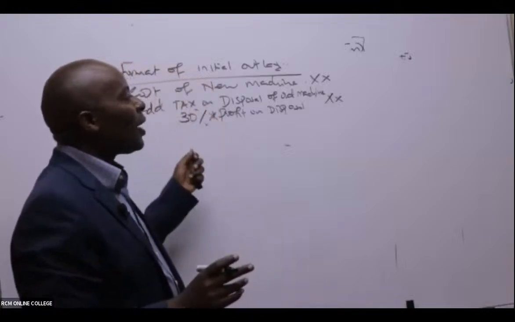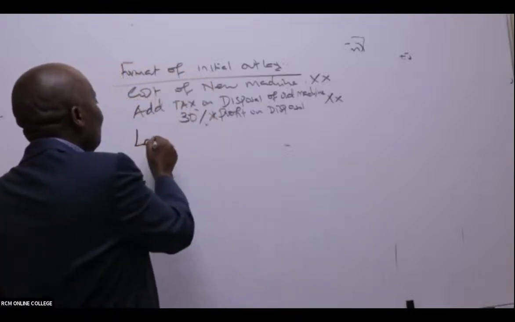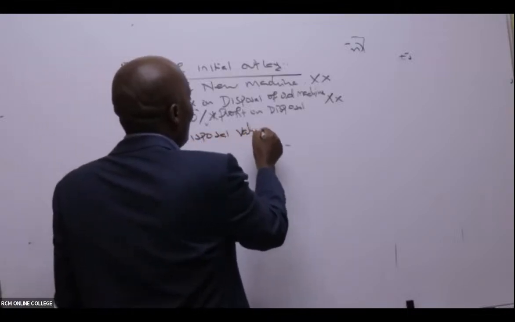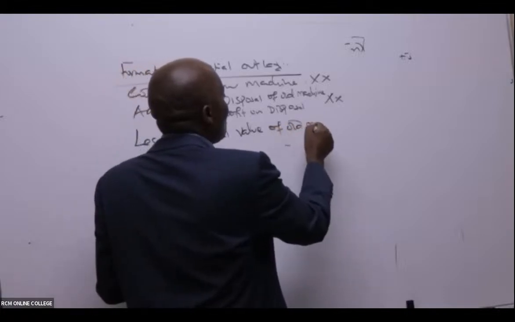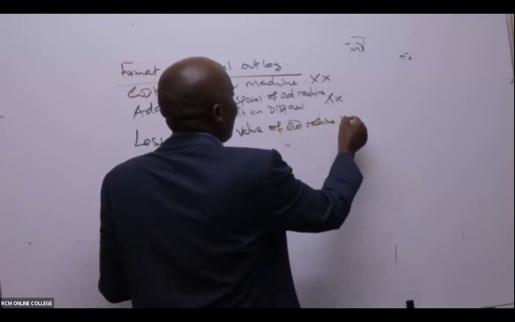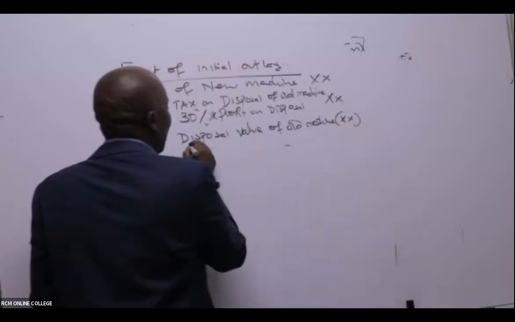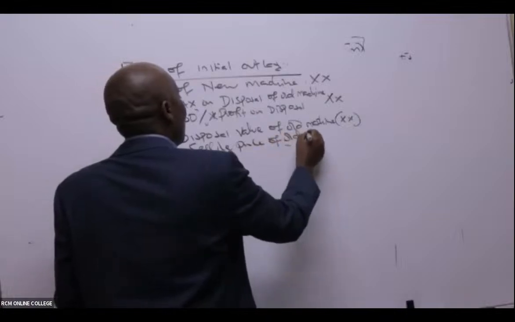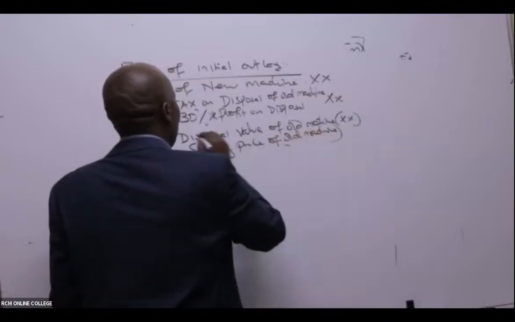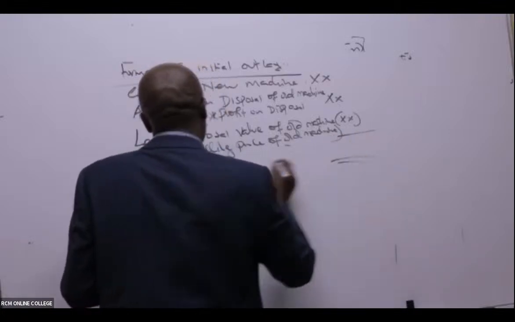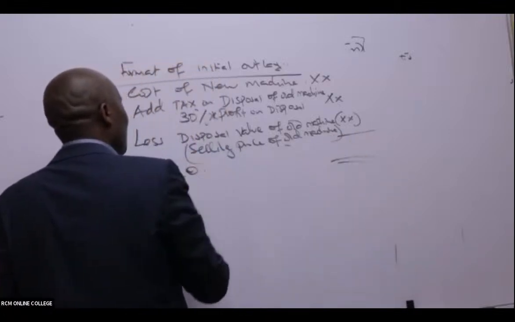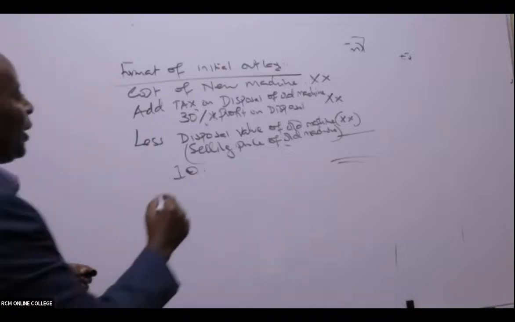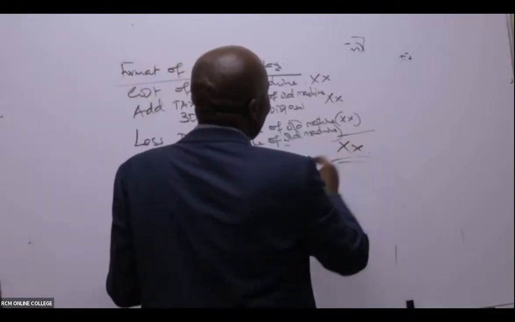But now you're going to get some relief. You're going to less, in this case, the disposal value of old machine. The selling value, the selling price of the old machine, the same. And then you get the IO, initial outlay. You get it here. Now, this is not hard at all.